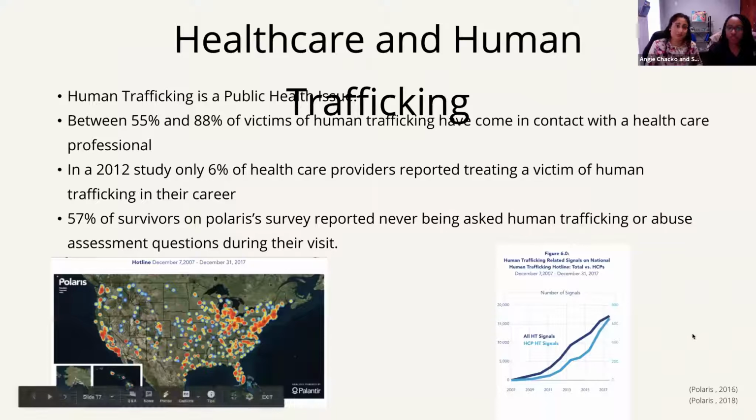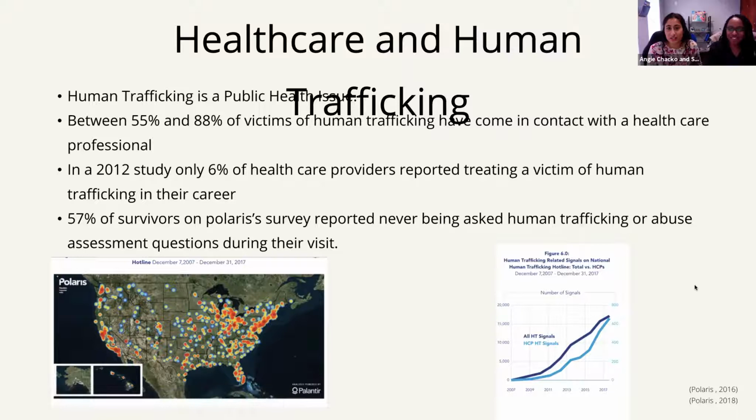So here we're gonna go ahead and transition to the healthcare aspect of human trafficking, like how those two intersect. So human trafficking is considered a public health issue. About 55 to 88% of victims of human trafficking have come in contact with a healthcare professional. Healthcare areas, whether it's a doctor, whether it's ER, which is a really high one, or just some type of clinic. Victims of human trafficking frequently come in contact with some type of healthcare professional.